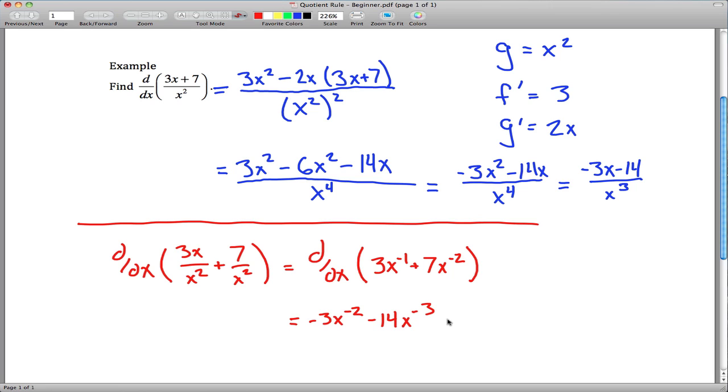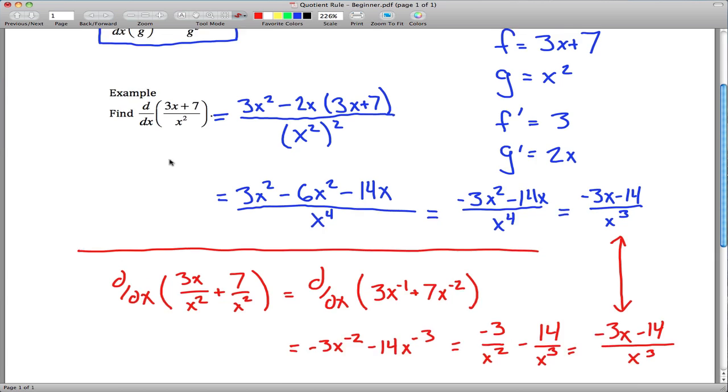And if we do a little bit of algebra here, we can get this answer to match up with this answer. Negative 3 over x squared minus 14 over x cubed. Multiplying this term by x over x gives us negative 3x, and we'll have a common denominator of x cubed. So sure enough, the answers match up. So in this case, you can get away without using the quotient rule, but there'll definitely be cases where you have to use the quotient rule, so it's a good one to remember, and here it is.